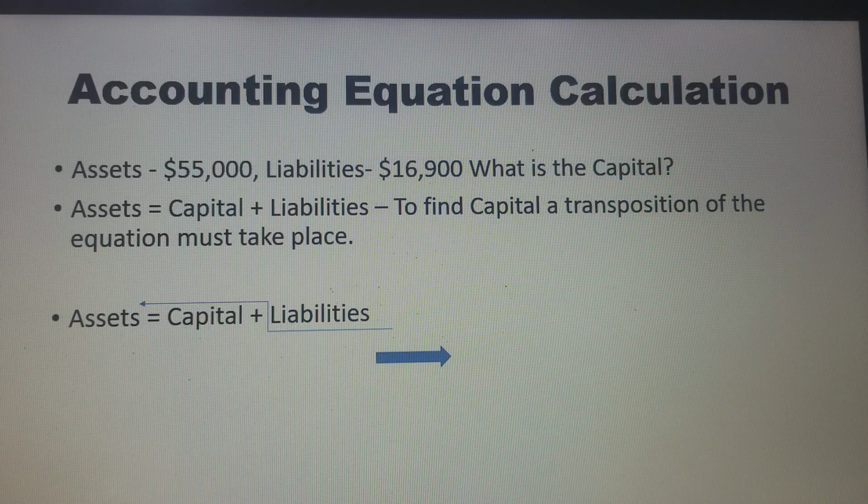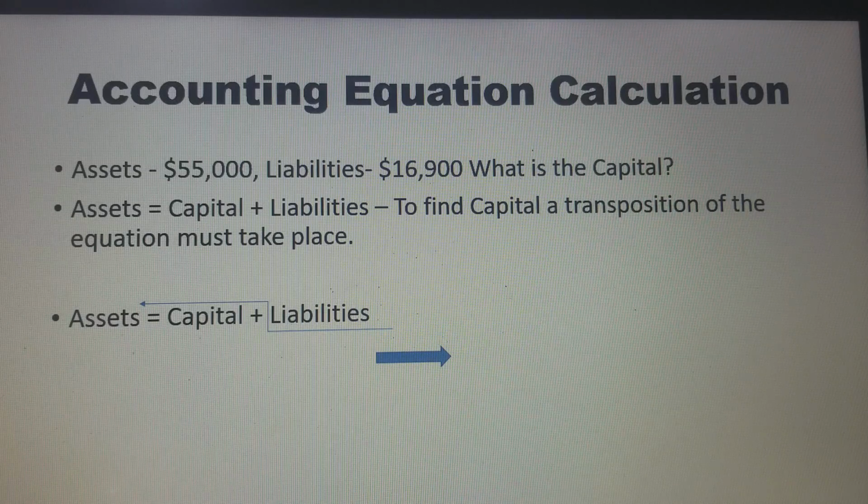The accounting equation is asset is equal to capital plus liability. We want to find the capital, so we move the liability over to the side of the asset as the arrow is shown. And therefore, you're going to have what now? The asset minus the liability.